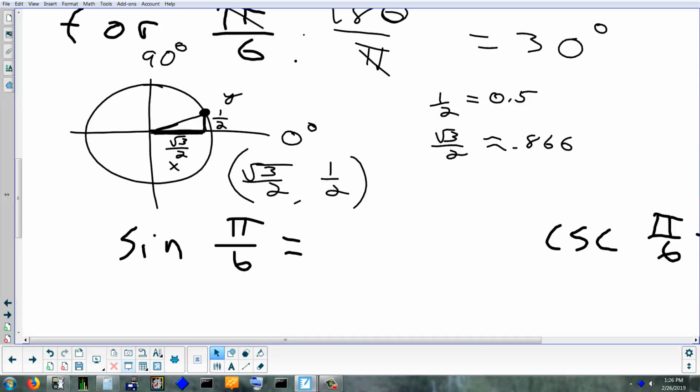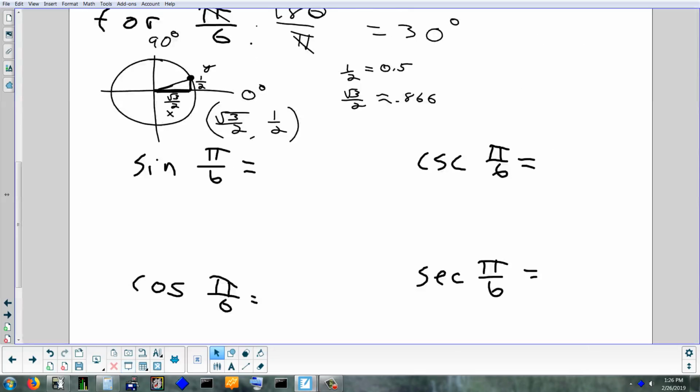Okay, so let's go through the 6 trig functions for 30 degrees. Okay, how about Kezia, what would my sine be? Yeah, it's the y value. And that's it. So there's no calculation for sine. How about Lindsay, what would my cosine be? Square root of 3 over 2. There's no calculation for that one either.